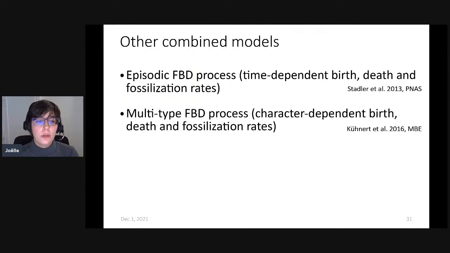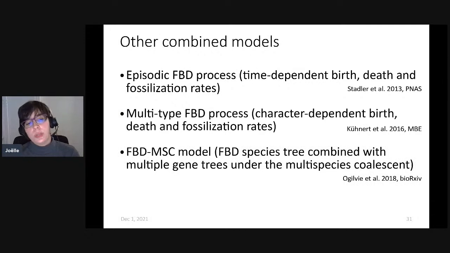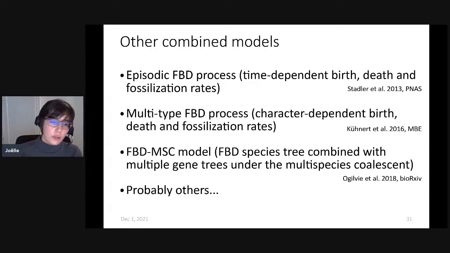In that case, we have birth, death, and fossilization rates that are dependent on the state of a particular character, which can be a geographical character, morphological character, anything really that is set by the user. And we also have an extension of the FBD multi-species coalescent model, which combines a species tree that evolves under the FBD process with multiple gene trees that are accounted for under the multi-species coalescent model. And there are probably more that are in development that I don't know about.